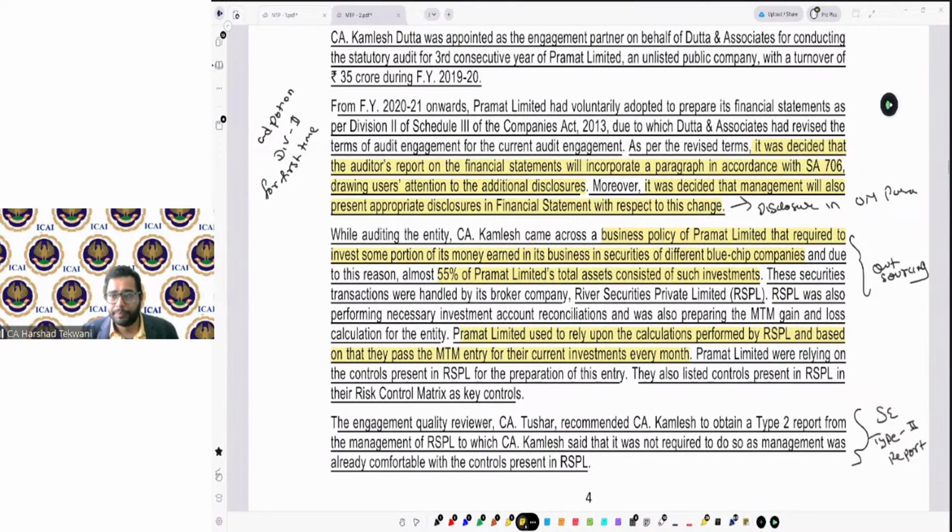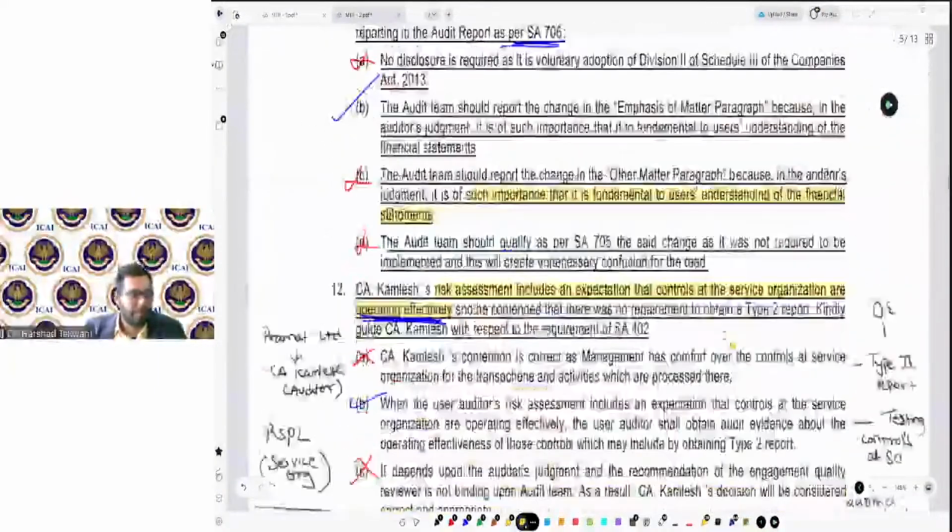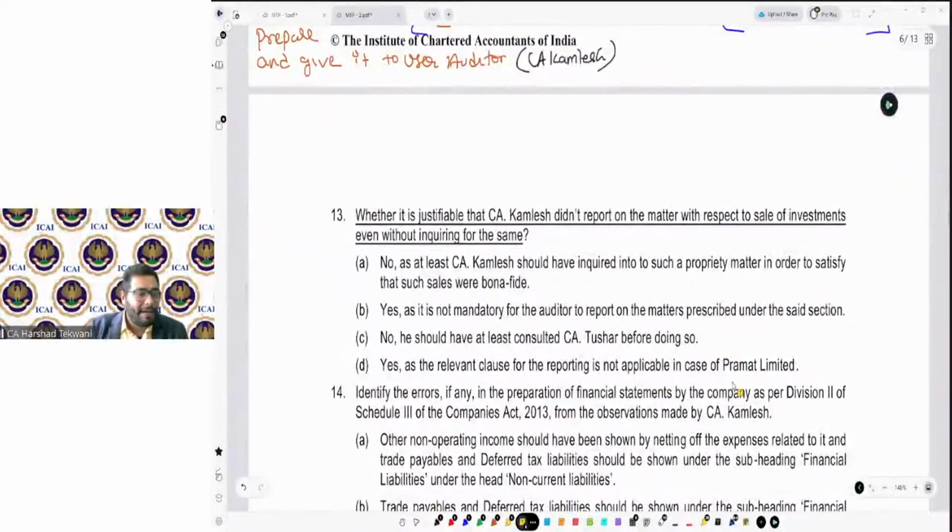Are you getting my point? If this is an investment company, then the requirement will not be applicable, because this is not applicable to an investment company as per section 143(1) only. Hence, in the given scenario, if this is an investment company, then this requirement of 143(1) will not be applicable. Hence, there is no reporting requirement. So the correct answer will be D.